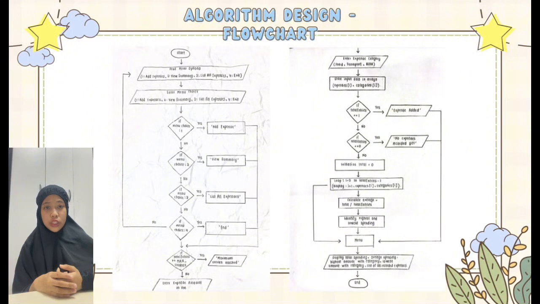If option 2 is chosen, which is view summary, the system calls a function to compute and display the total, average, highest and lowest expense. The flow then returns to the menu. This structure diagram makes the logic easier to visualize and ensures that the control flow is always correct. The exit option leads to the termination of the loop and the program ends. The flow continues until the user exits.